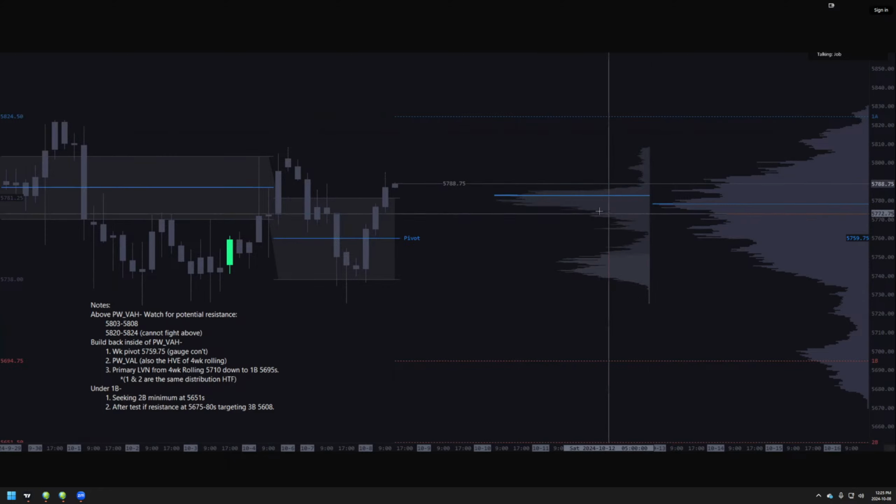And this type of activity is pretty prime. It should be no surprise at this point that we get the monster LVN right at the week pivot. But it pushes us up into this distribution, and we have the likelihood of just rotating around this.